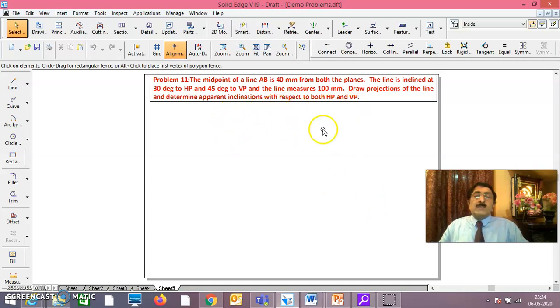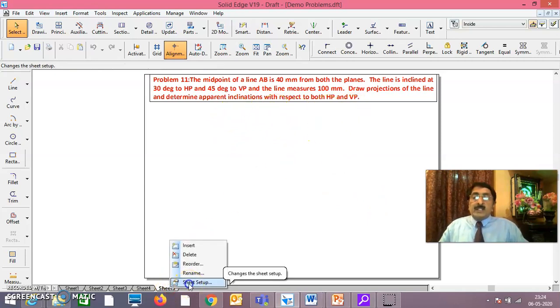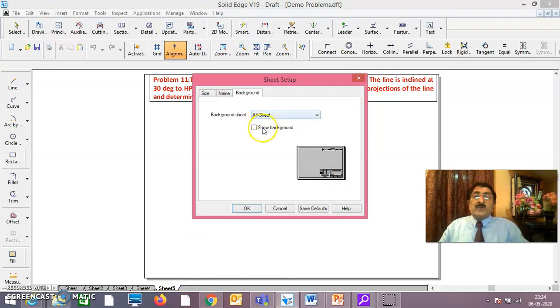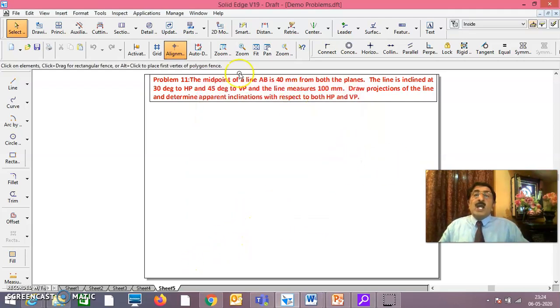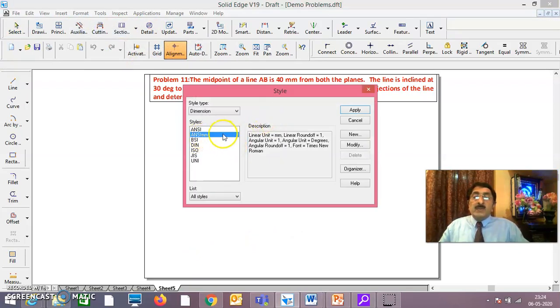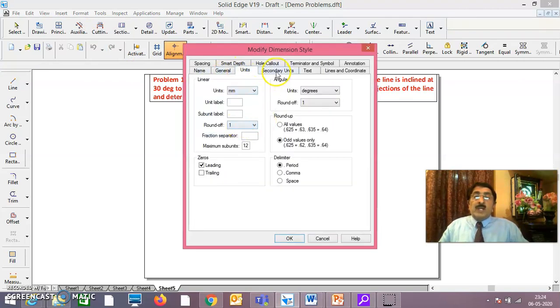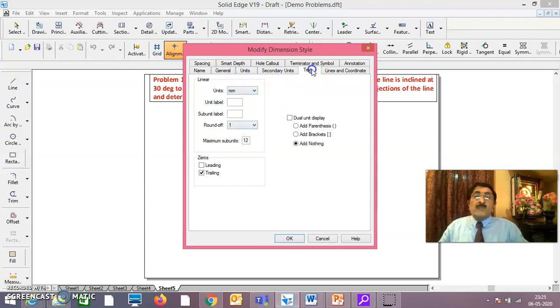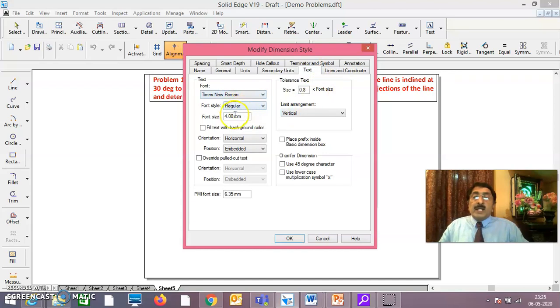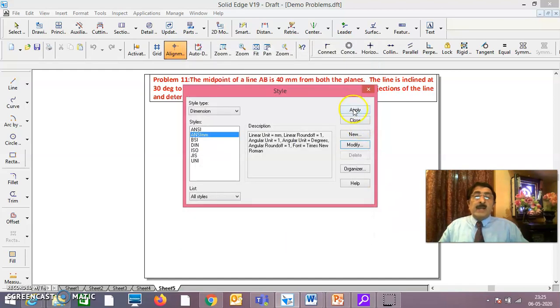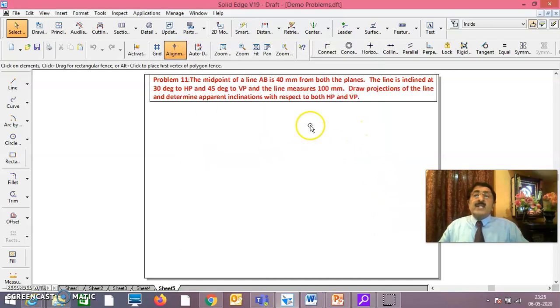Please go through them. Once this problem is given, first you check whether the setups are okay. Now you see here, it should be A4 size. Don't take this, and save defaults. Once you do this, under Format, Styles, for proper dimensioning, you take ANSI mm, modify, under units you take mm and round off to 1. Second units also mm and round off to 1. Under text also Times New Roman, regular, font size 4 only you take. Compulsorily you take that, and then say apply. Once you do this, your dimensioning will look really clear and proper.